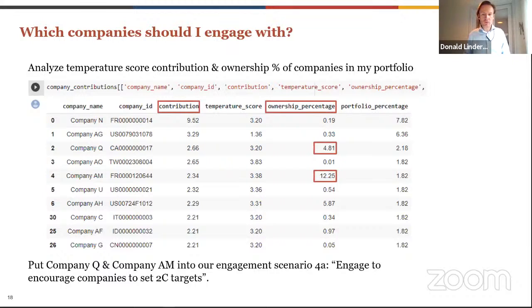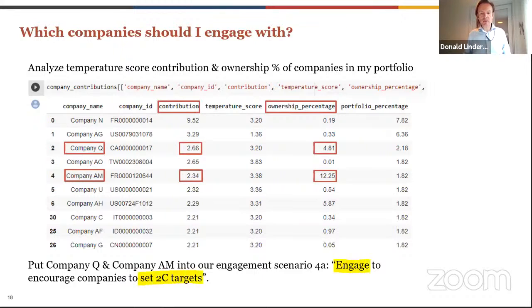We own almost 5% and 12% of these two companies. All the data that you see in these examples today are totally randomized dummy data, so they have nothing to do with reality. Currently, not to cash any companies out. And so we say, okay, let's focus on these two because they do contribute quite a bit to our temperature score, and let's engage with these companies.